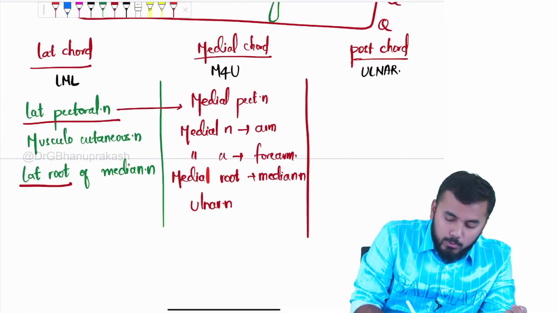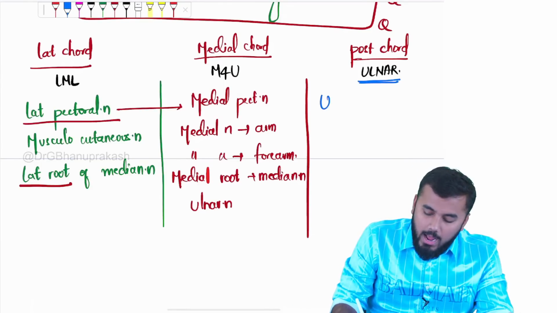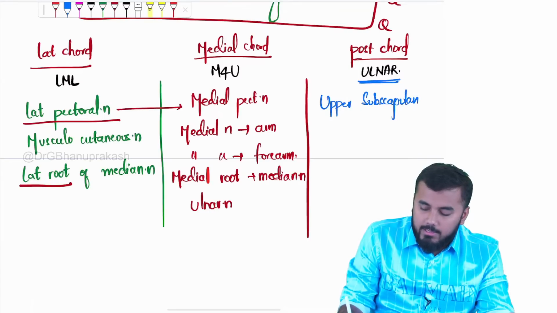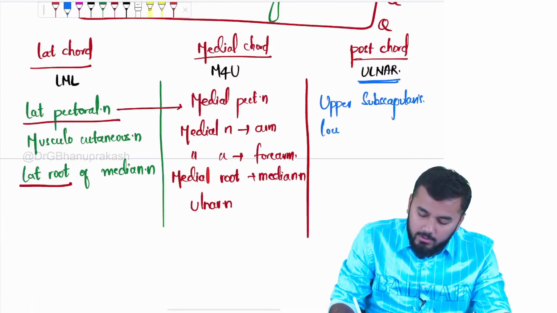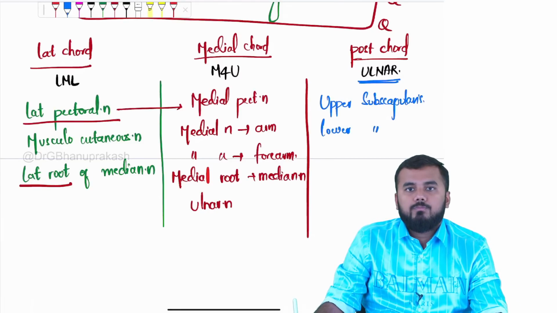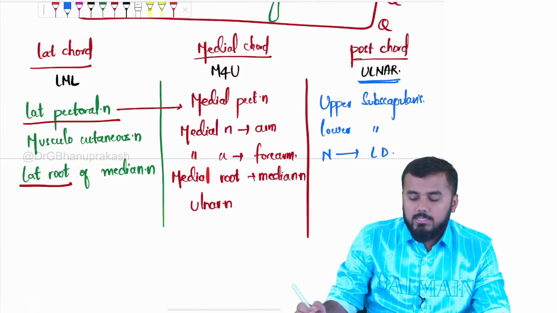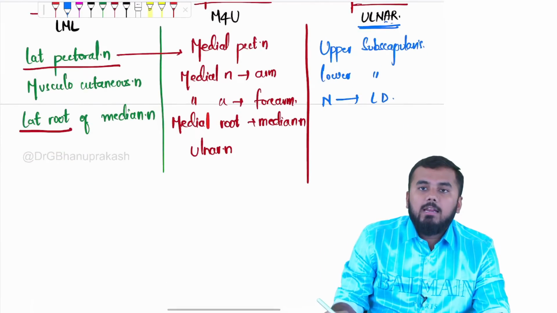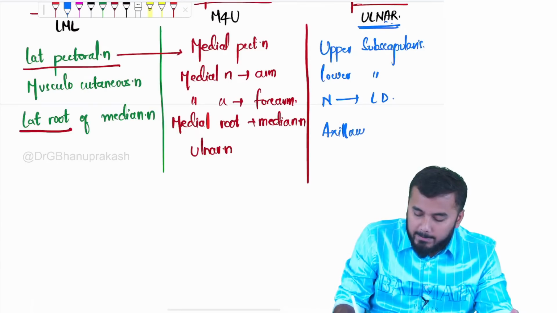Now, the posterior cord goes with the mnemonic ulnar. U stands for upper subscapular nerve. When I say upper subscapular, there should be lower subscapular, so L stands for lower subscapular nerve. And N stands for nerve to latissimus dorsi. Finally, you have A and R. A stands for axillary nerve, and R stands for radial nerve.